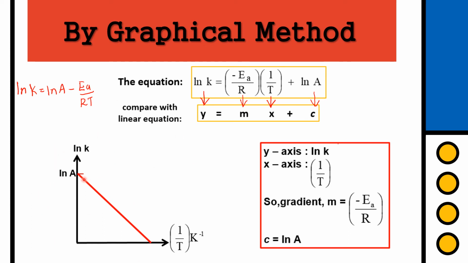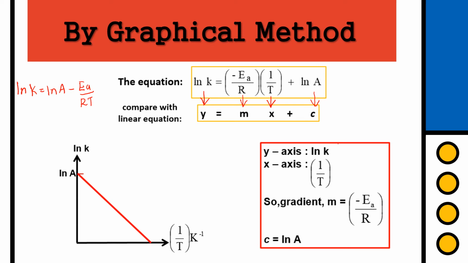You will get a linear graph in which the gradient is negative. You need to make sure that your graph has y-axis ln K, x-axis 1 over T with the unit per Kelvin. Unit must be stated here. For ln K, there will be no unit since we put ln. But for 1 over temperature, there will be unit per Kelvin. So this is the information that I told you just now. Y-axis, ln K, x-axis 1 over T, the gradient is negative EA over R, and the value of C, the intercept at the y-axis, is ln A.